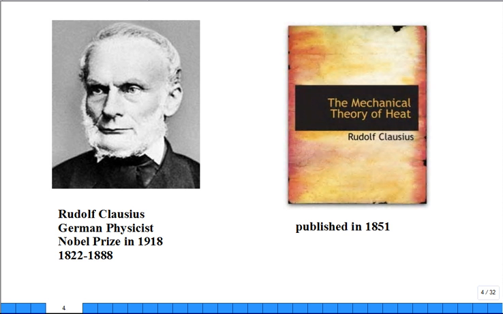Well, here's Rudolf Clausius. If you notice, his name was at the beginning as well as the end of this chapter. He published a work in 1851. You can still purchase copies of it and read it. It's been translated from German, but he was a German physicist. He was noted as one of the great minds in thermodynamics and won a Nobel Prize in 1918. These are the years that he lived.